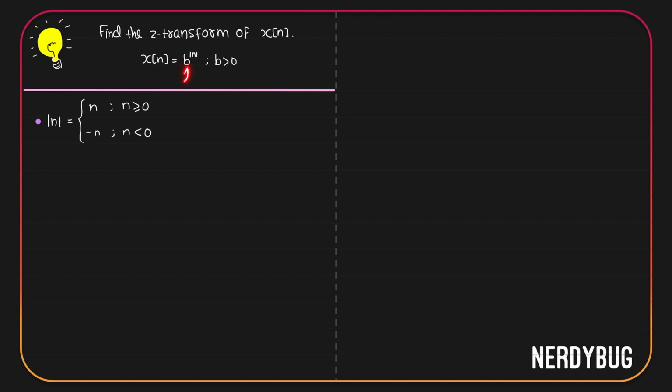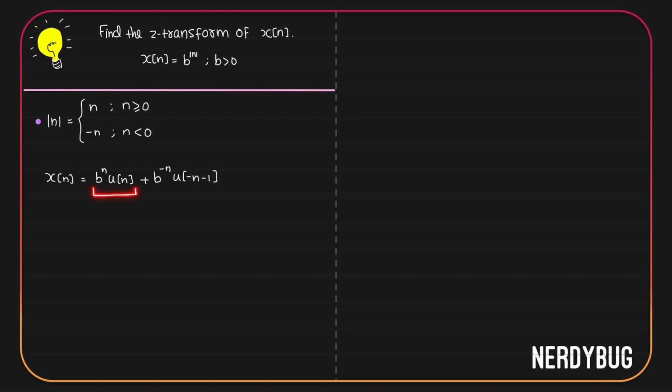So b raised to mod n can be written as b raised to n if n is greater than or equal to 0, or b raised to minus n for n being less than 0. Using this idea, we can write x of n like this. X of n will be b raised to n if n is greater than or equal to 0. To show that, let us put a u of n there. Plus, x of n will be b raised to minus n if n is less than 0, or if n is from minus 1 to minus infinity. So let us put a u of minus n minus 1 there.